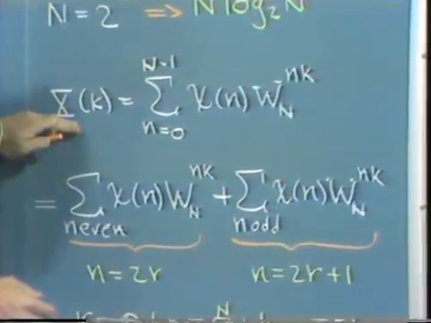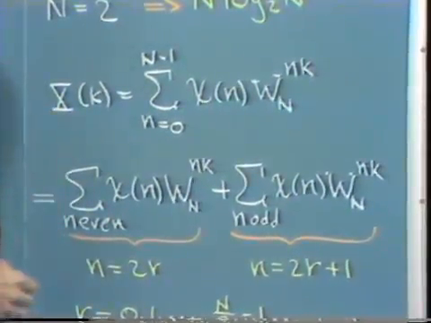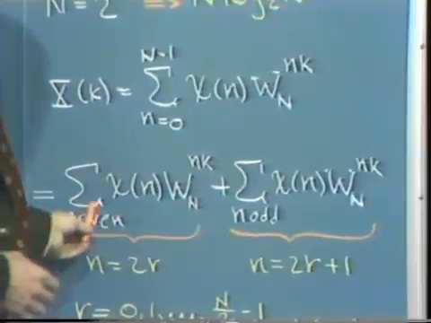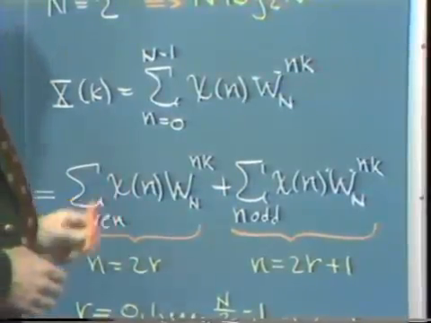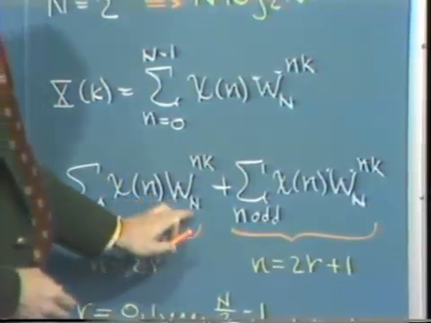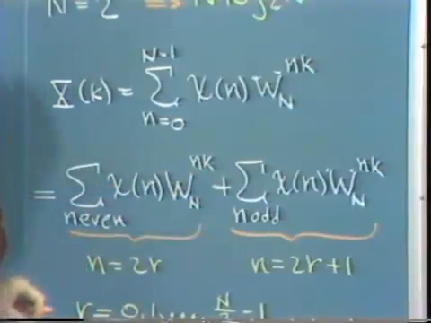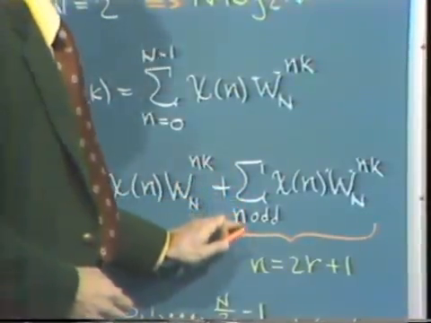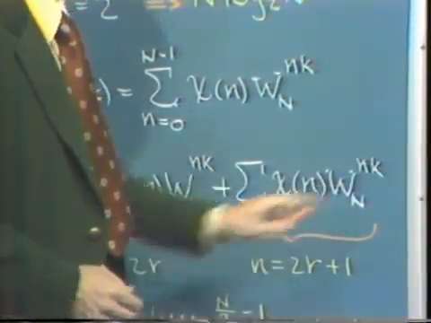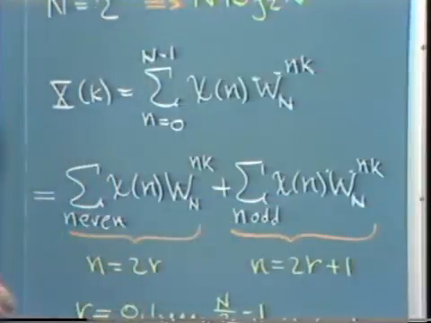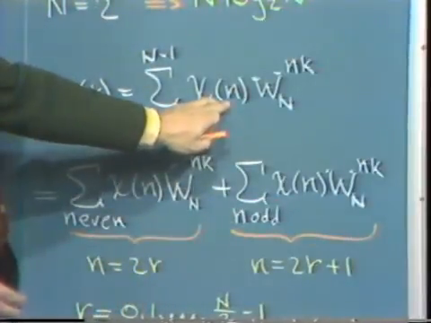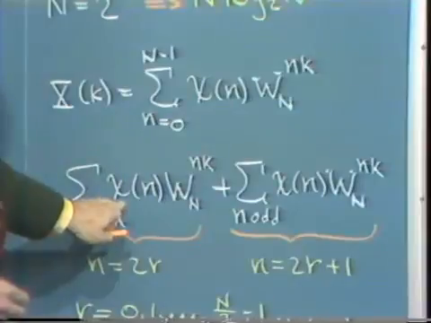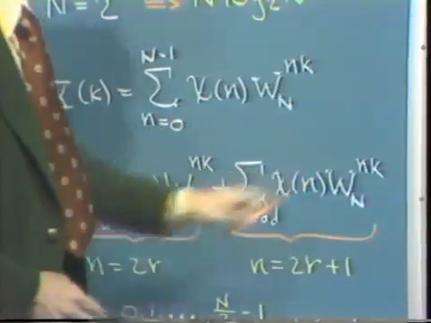We can then rewrite the discrete Fourier transform as a sum over n even of x of n times w sub n to the nk, plus a sum over n odd of x of n times w sub n to the nk, simply pulling out from this the even-numbered values and the odd-numbered values.